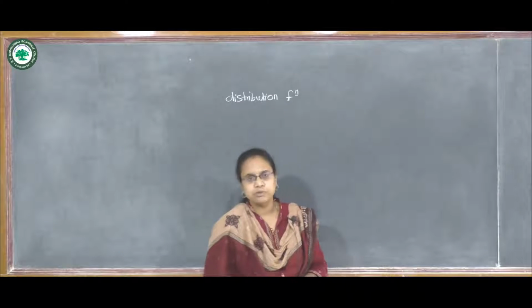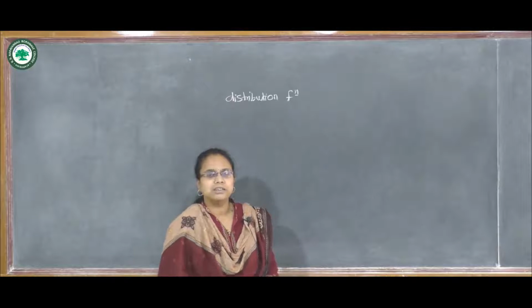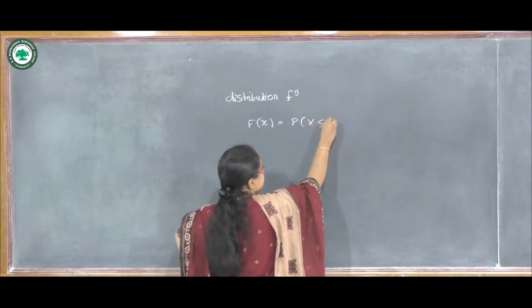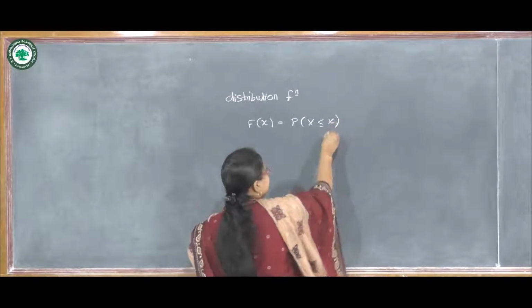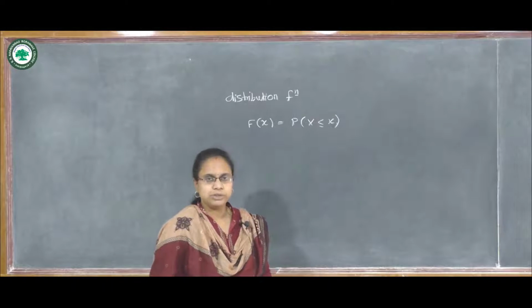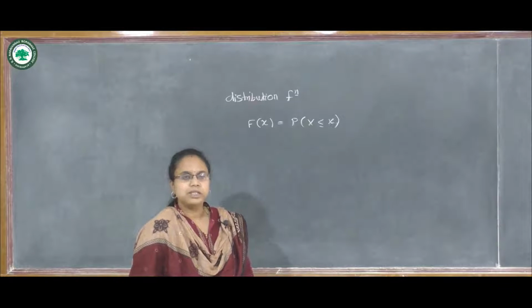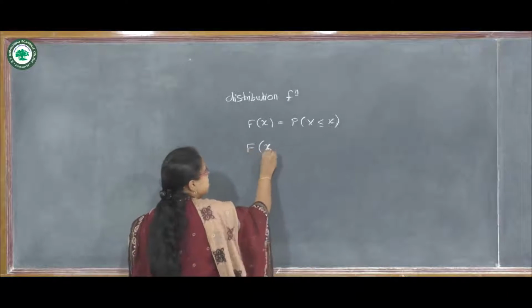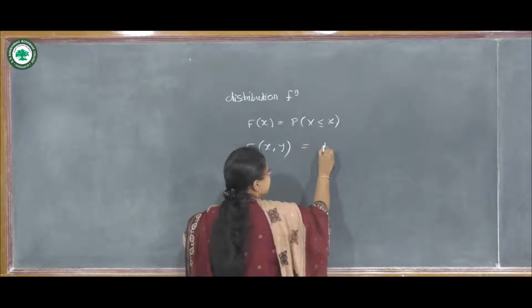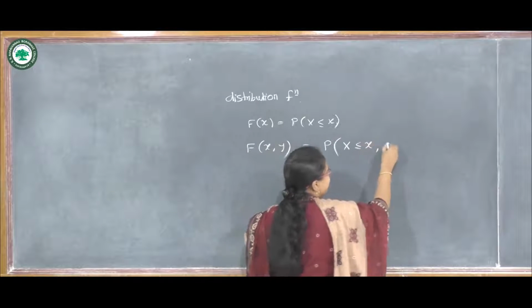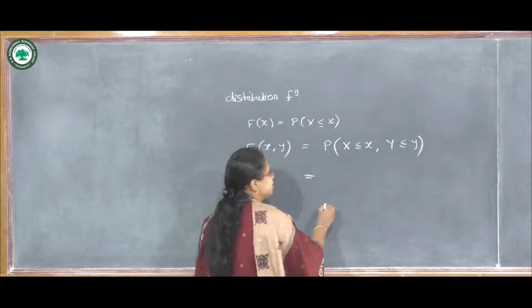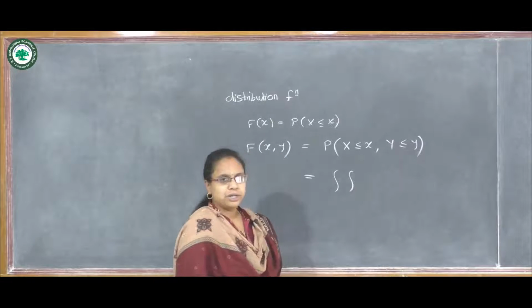So we have learned the distribution function for a univariate distribution, and its definition was F of x. This was calculated by the probability of X less than or equal to small x. In the similar way, for a bivariate continuous distribution, the definition is F of x comma y, because here there are two variables X and Y, both continuous. It can be written as the probability of X less than or equal to x and Y less than or equal to y.